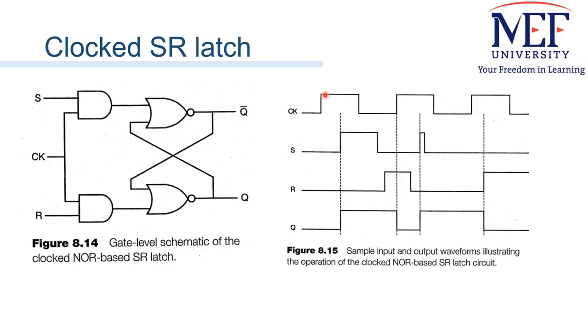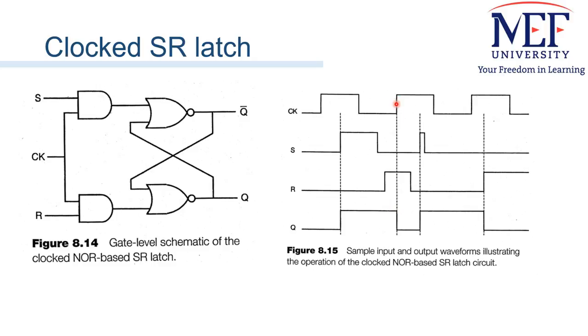When the clock is 1, output may change depending on the value of S and R. If we follow the plot, when the clock is 1 and set signal is 1 and reset is 0, output goes high. So the latch is set. Here, when the clock is 0, the change in S or R are not reflected to the output. So when the clock is low, output Q holds its state.